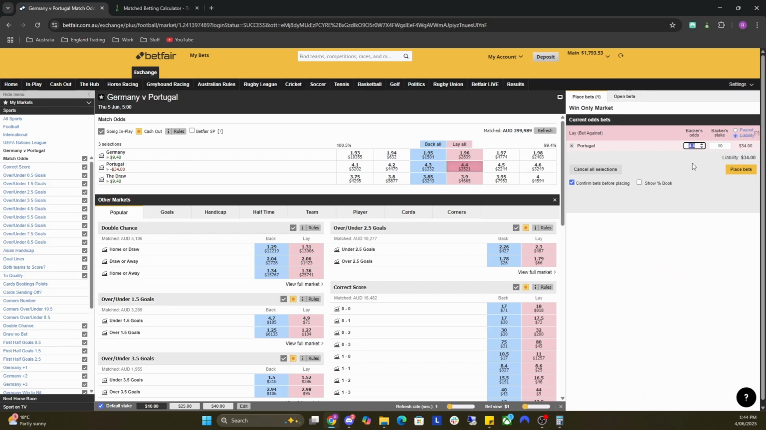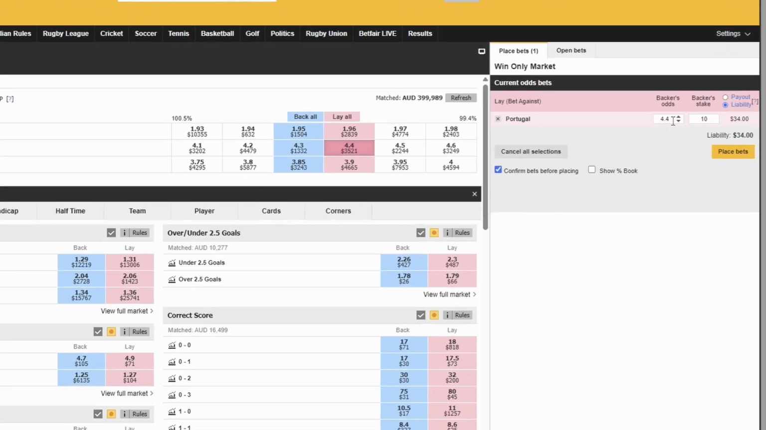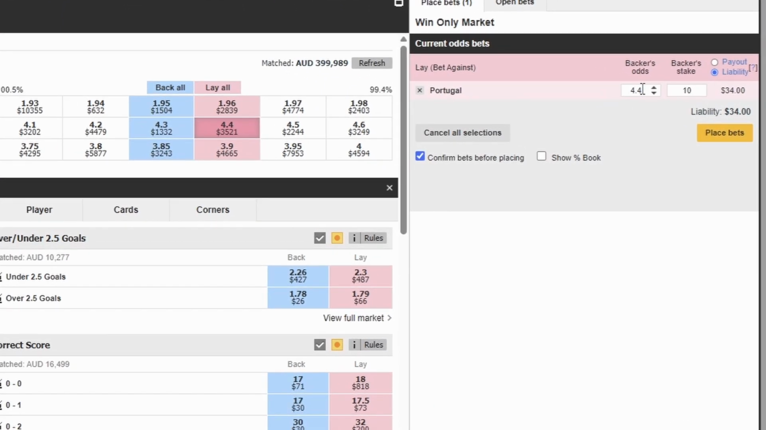And in order for us to lay this bet, we need somebody to be backing at these odds, and we already know there's plenty to be matched at these odds, so there'll be no problems getting the bet matched. So in the first box here, we're offering the backer odds of 4.4, and then we're willing to take $10 of their stake. And in order to take $10 of their stake, our liability will be $34.